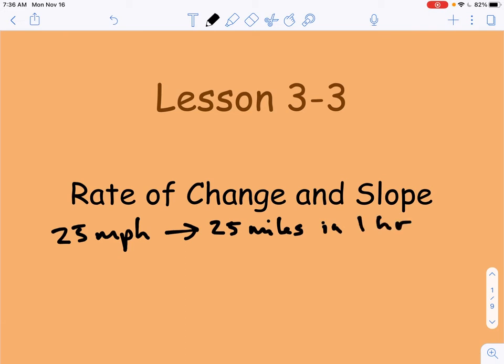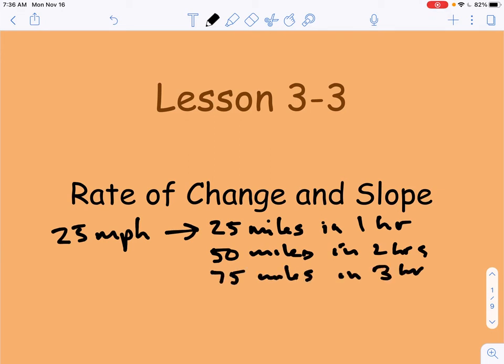And if you're driving 25 miles per hour, that means in 2 hours you would drive 50 miles, and in 3 hours you could drive 75 miles. So if you're driving at a constant rate, that's what that means, and this would be your rate. Your rate would be 25. It means every hour you can drive 25 miles. So think about what that would look like on a graph.